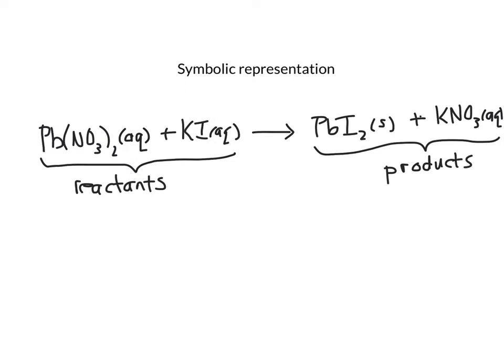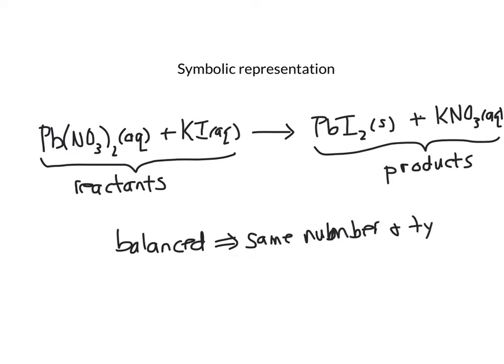Now there's one last thing that we need to do when we write a chemical reaction. The equation needs to be balanced. So what we mean when we say that the equation is balanced is that there are the same number and type of atoms or ions on either side of the equation. So we can check to see if that's the case in this equation.